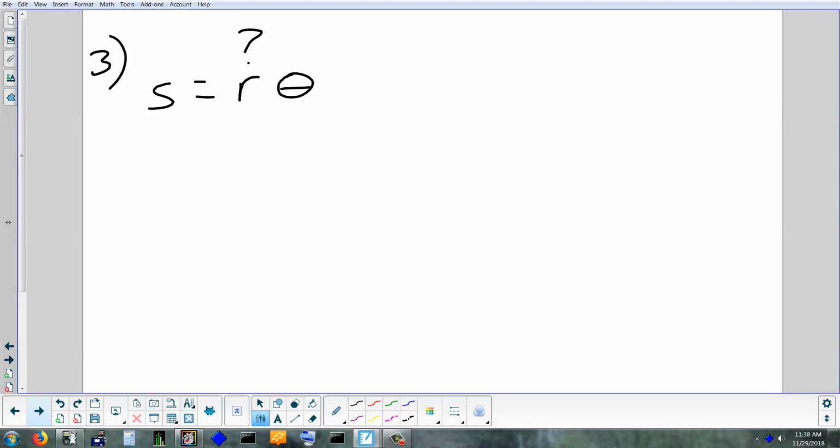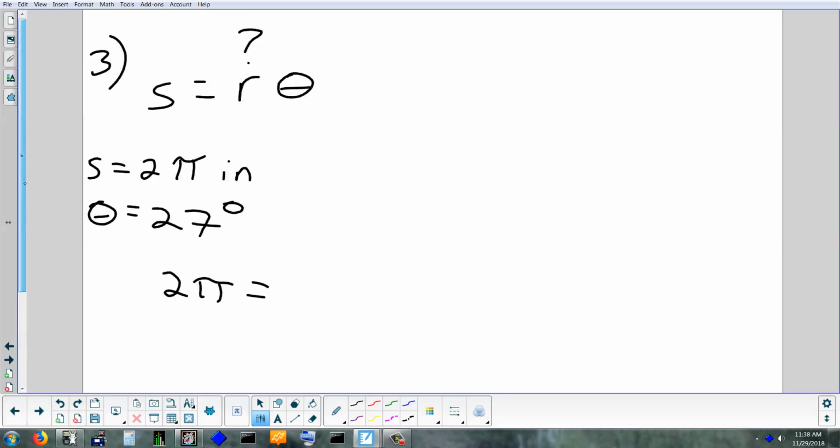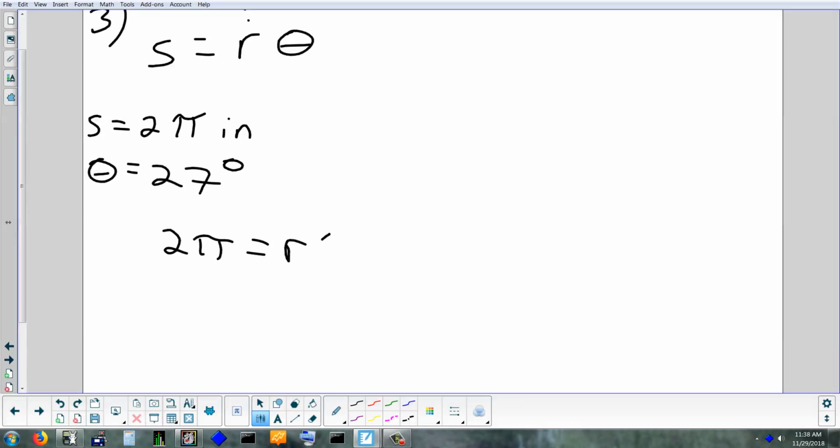So let's say we had an arc length of 2 pi inches. And let's pick an angle. Gabe, how big do you want the angle to be? 27 degrees. Okay. So now the directions here are solve for R. So we're going to plug in. S is 2 pi. R we don't know. What am I going to fill in for theta?